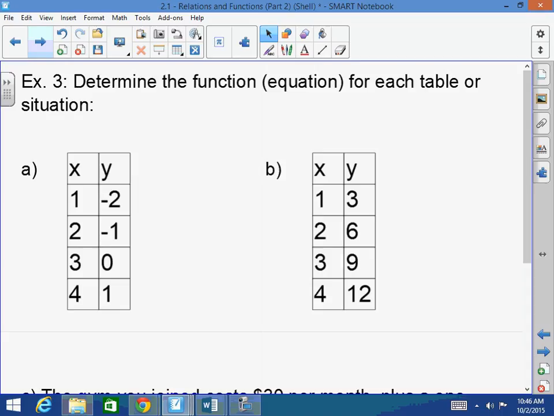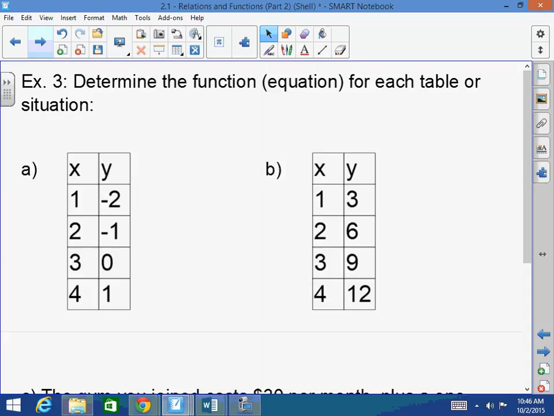Determine the equation or function for each table or situation. I want to determine, not if it is a function, it is a function. I want to determine the actual function. There's a little bit of an easier way to do this when we learn slope, but right now I'm going to have you use some logic. I need you to think a little bit.